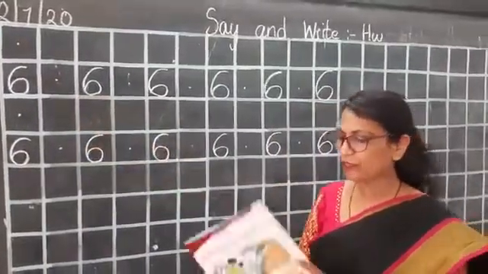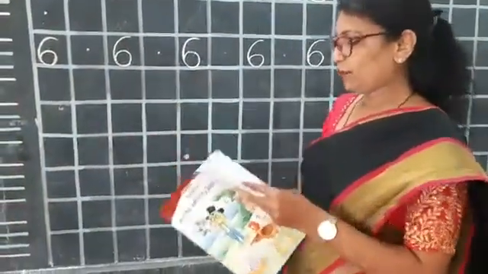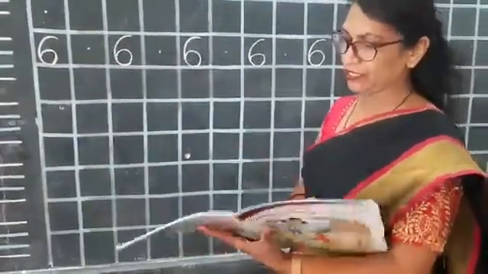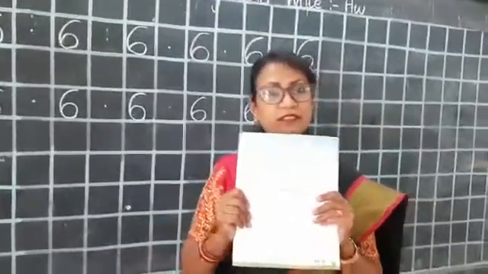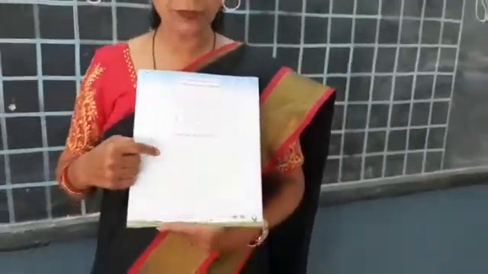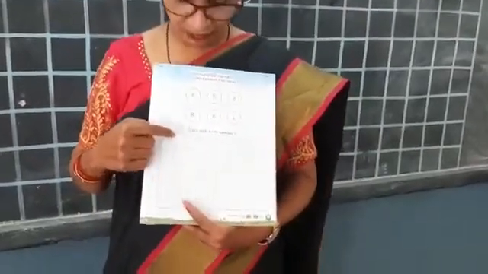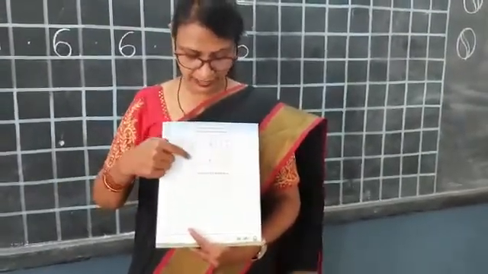Now you have to open your maths activity book, right? Open your maths activity book to page number 13. Can you see this? Page number 13. Yeah? So all of you have to write 6 in this book. Now here there are some numbers. 6, 5, 6, 8, 6 and 4.